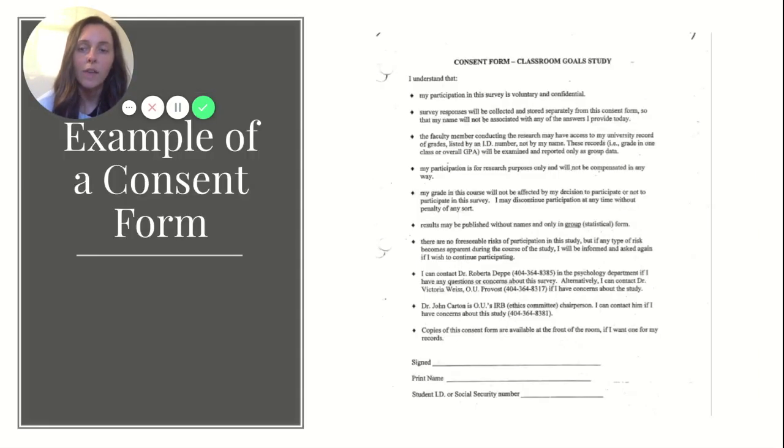Okay, here's an example of a consent form. It is basically telling you, if you sign it, that you understand all of the things listed on the form, that your participation is voluntary and confidential, and then it continues on. So if you sign this, you're agreeing to the experiment and you're agreeing to the guidelines.